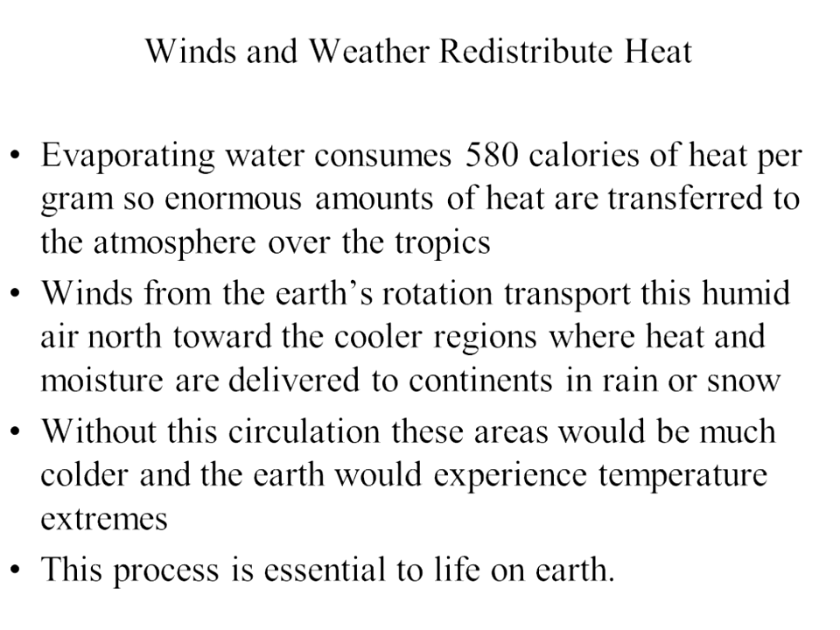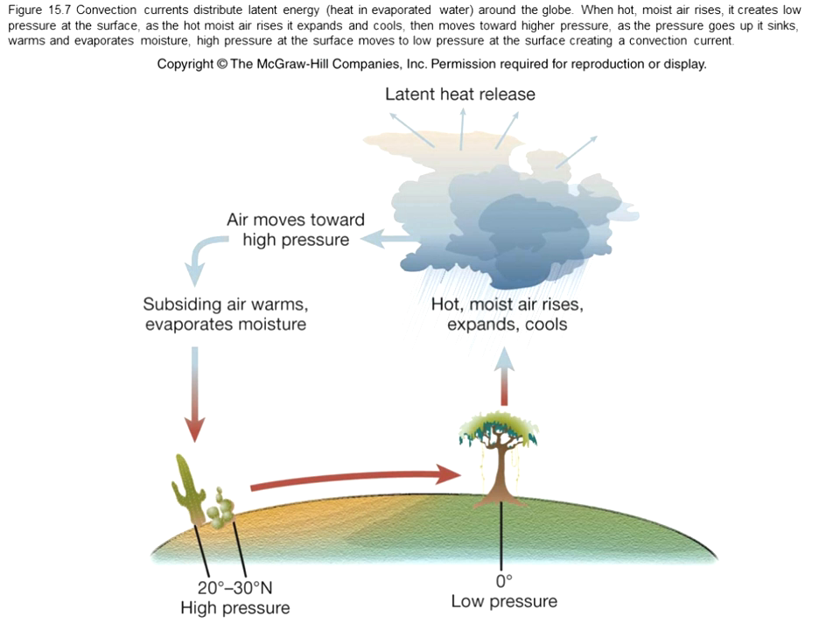So this process is more fundamental to life on Earth, and to some of the moderation in weather that we currently enjoy where we live. So this diagram shows how this process works. Convection currents distribute heat that's in evaporated water around the globe.